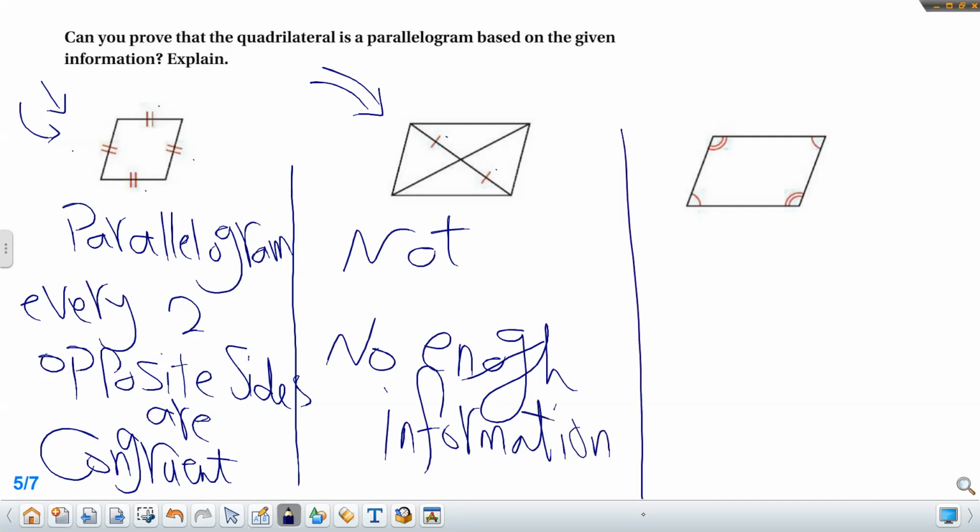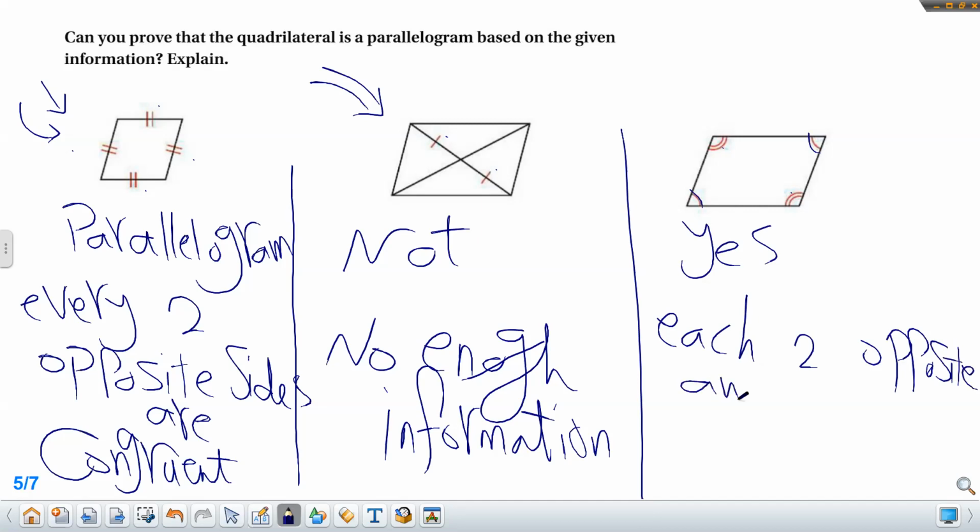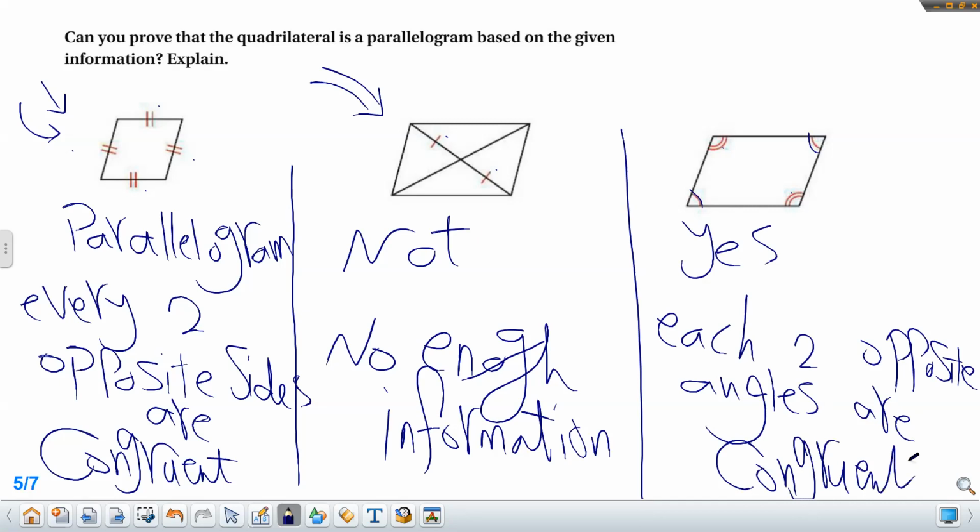Number three: is this figure a parallelogram or not? We can notice that this angle equals this angle and this angle equals this angle. So we can say each two opposite angles are congruent. So yes, this is a parallelogram because each two opposite angles are congruent. If you have one condition of the five conditions, you can say the figure is a parallelogram.